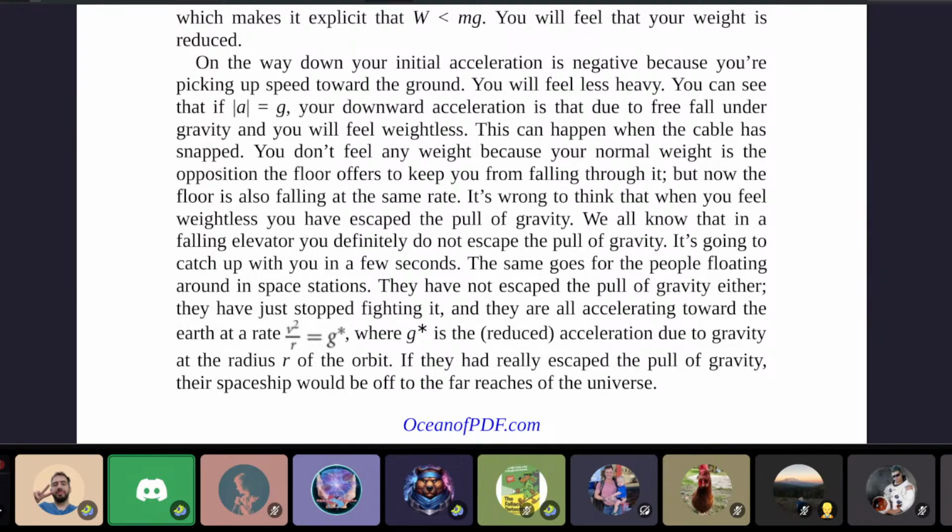On the way down, your initial acceleration is negative because you're picking up speed toward the ground. You'll feel less heavy. You can see that if the absolute value of A equals G, your downward acceleration is that due to free fall under gravity, and you will feel weightless. This can happen when the cable is snapped. You don't feel any weight because your normal weight is the opposition the floor offers to keep you from falling through it. But now the floor is also falling at the same rate.